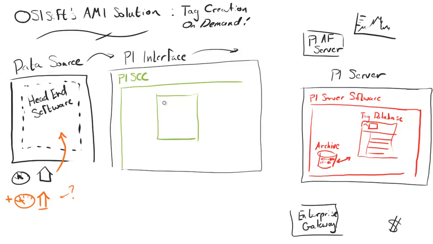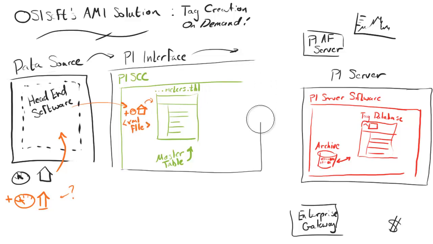Okay, so PISCC has at its heart a meters.table. This is usually named according to the head-end software, then meters.table. And it keeps track of all the meters that are registered with PISCC and all the PI points that they need to write to. We can call this the master table, in fact. It's the central brain of the whole operation. So when a new meter is added, the head-end software will write an XML file in one method. It'll write an XML file, which will be interpreted by the meters.table, and that will create an entry into the table to record that, hey, there's a new meter available. Master table. Okay, very good.